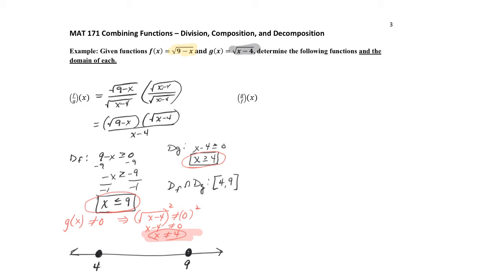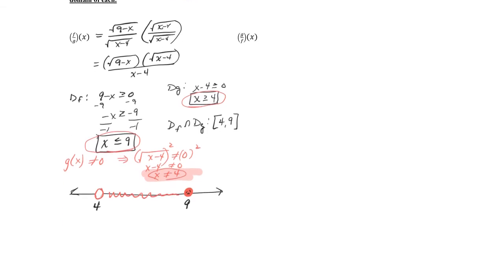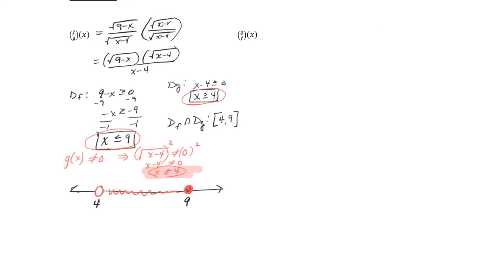Okay, so when you put all that together on your number line, instead of this being a closed circle here at 4, I'm actually going to have an open circle. So let's erase that. And so we'll have an open circle at 4 all the way to and including 9. Okay, so that means that my domain for f divided by g is going to equal 4 to 9. 4 is with a parenthesis because it's not included, 9 with a bracket because it is included. So that's my final answer.